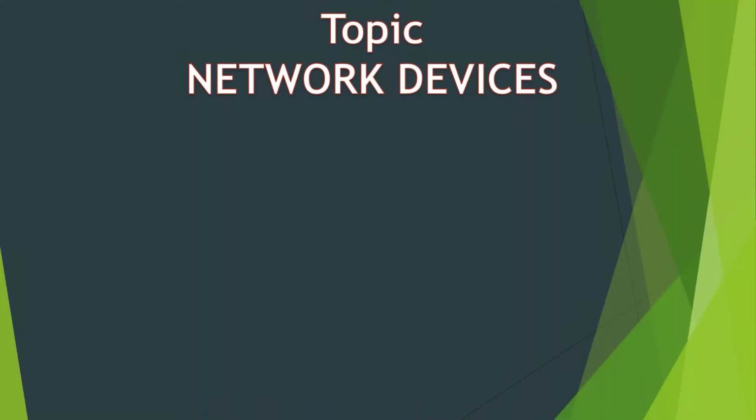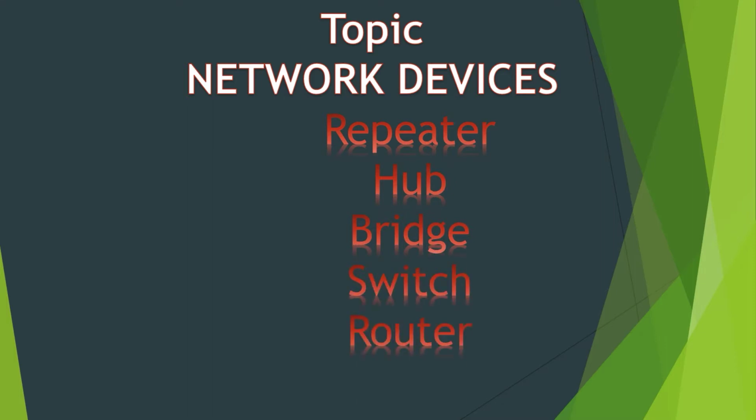Today's topic is network devices: repeater, hub, bridge, switch, router, gateway. These are the basic 6 network devices which we are going to study today. Now the first question that arises is, what are network devices? Network devices are basically the electronic devices which we use to communicate between the devices on a computer network, that is, the nodes connected in the computer network.